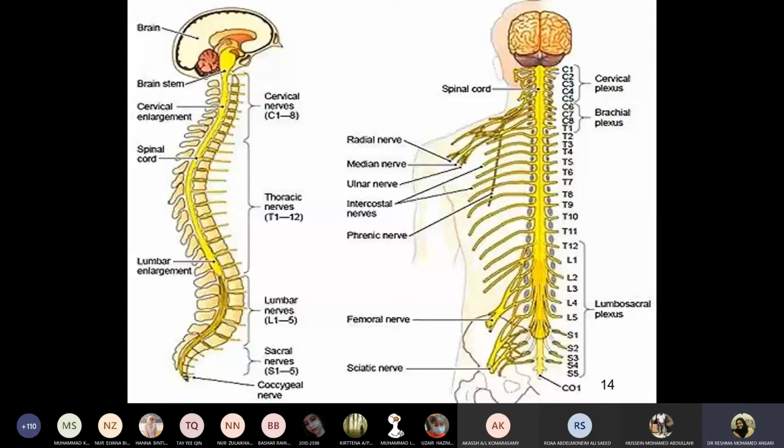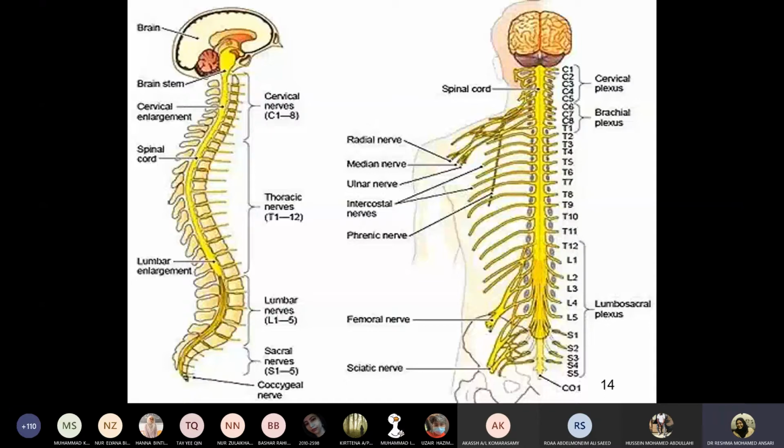So what do you mean by cervical? What does the term cervical mean to you? You are learning a lot of terminologies. Anatomy is a lot of words and terminologies actually. Something to do with the neck area. Okay, the head we call it as cranial, the neck we call it as cervical.